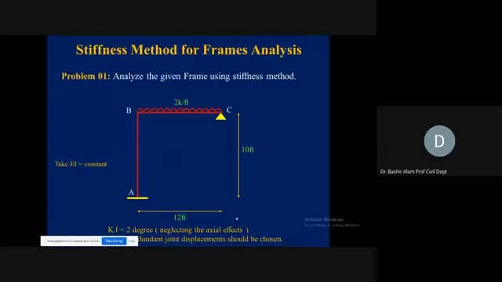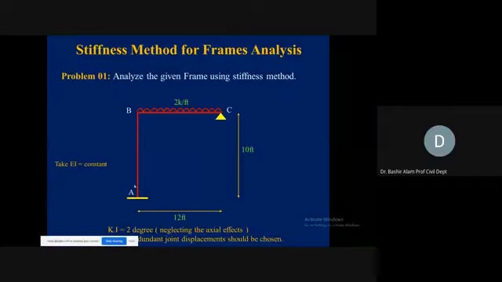Now coming to the actual problem, you are looking at a frame now, a 2 member frame. We have AB, the vertical member, and BC, the horizontal member. The problem is to analyze the given frame using the stiffness method and also draw the shear force and bending moment diagrams. Take EI equal to constant. If actual numbers are given, you will have to use those numbers accordingly.